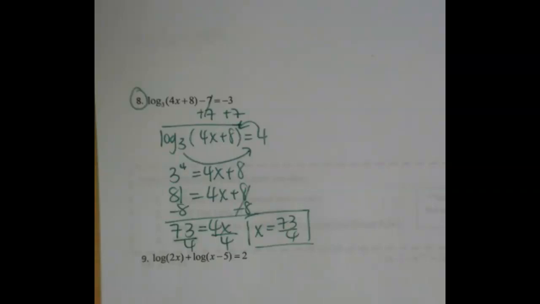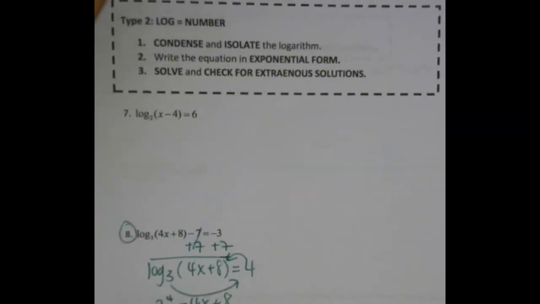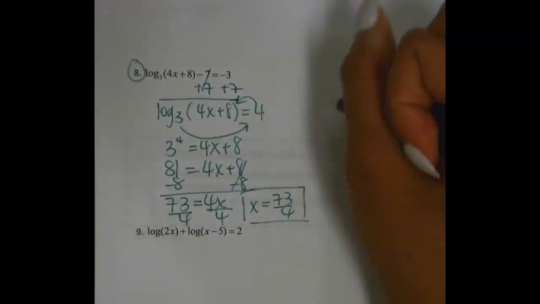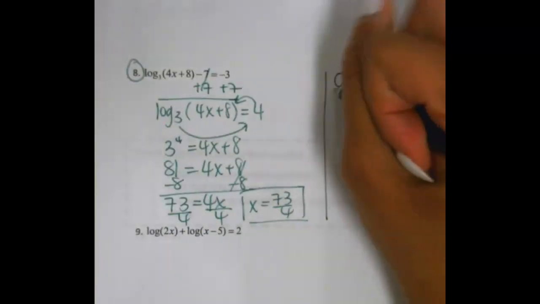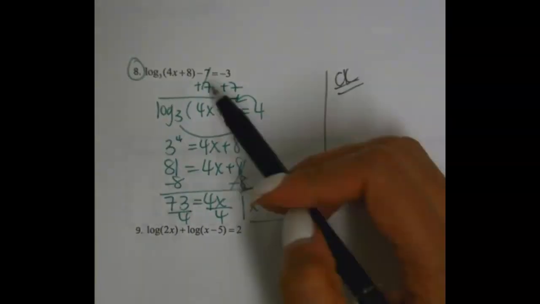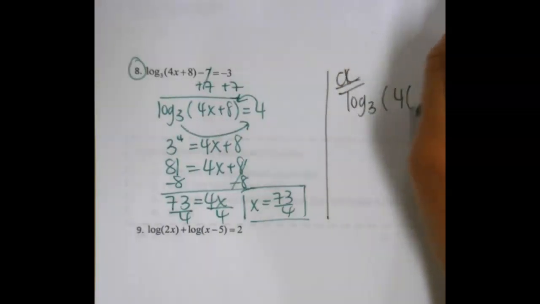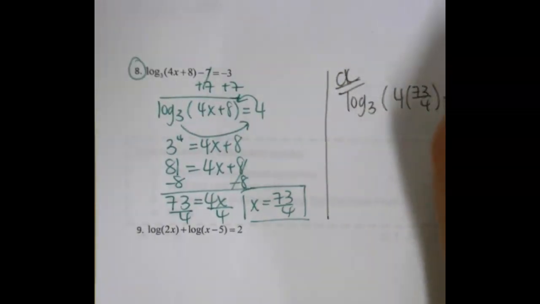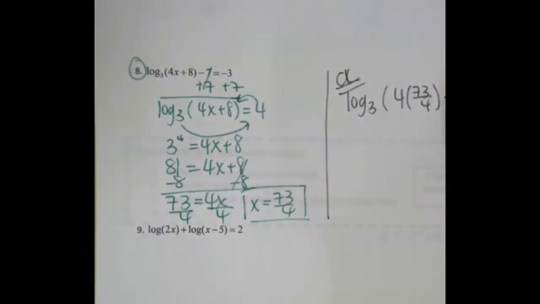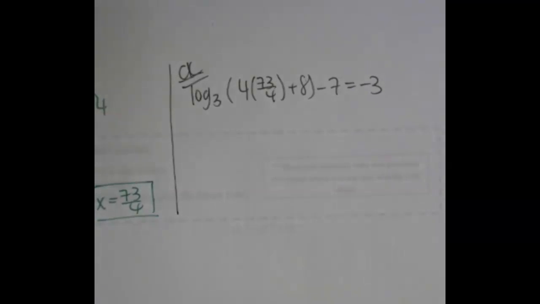Jazar, am I done with this question? Let's look back at the steps. What does it say to do next? Okay, so we've already solved, which is 73 over 4. Let's go ahead and check this to see if it's going to work. When you're checking it, guys, use the original equation that's written on your paper. So we're going to use log base 3 of 4 times 73 over 4 plus 8 minus 7 equals negative 3. I know it looks disgusting, but this is what we're going to need to check.